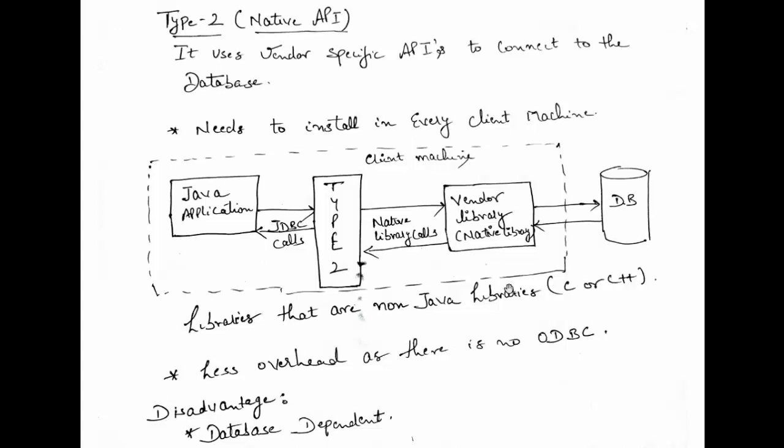Okay, so the second disadvantage is that these vendor libraries must be installed on every client machine that is using these databases. For example, if you are working on a computer network, then this particular architecture will be more complex, because in all the client machines on the network we have to install these native libraries, and it is a very tedious task. And this task is too costly.